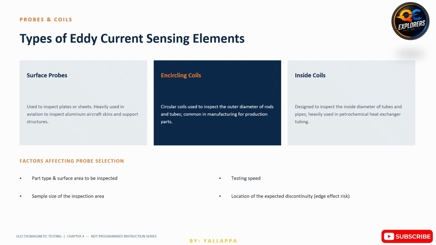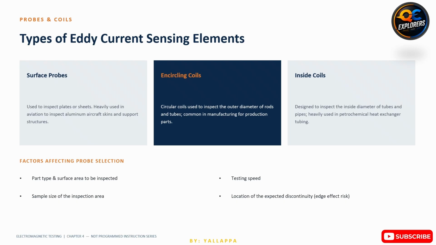The first type shown on this slide is the surface probe. Surface probes are designed to inspect flat or gently curved components, such as plates, sheets, aircraft skins, and structural members. They are among the most commonly used probes in the aerospace industry because they can accurately detect fatigue cracks around rivets, fastener holes, lap joints, and welded areas. Since the probe is scanned directly across the surface, maintaining consistent contact and minimizing liftoff are essential for obtaining stable and reliable signals.